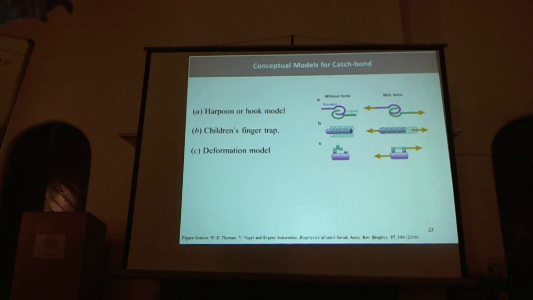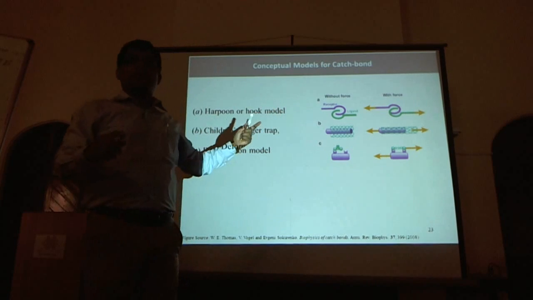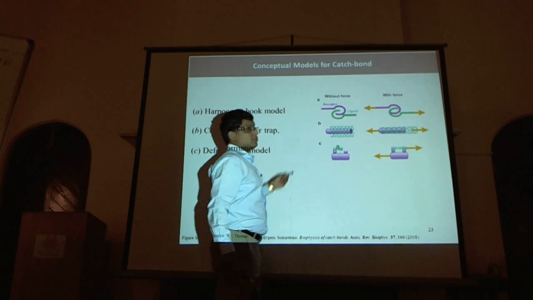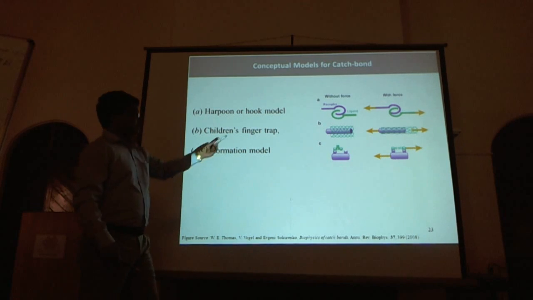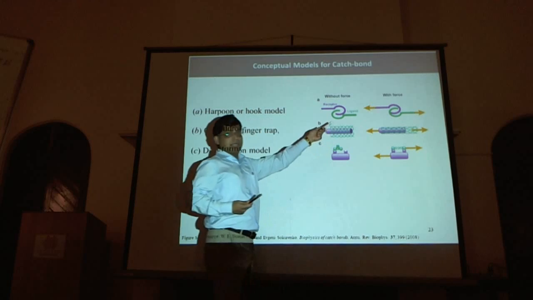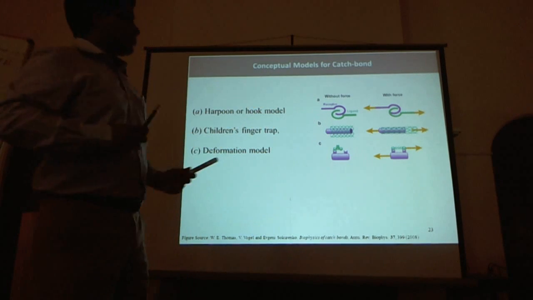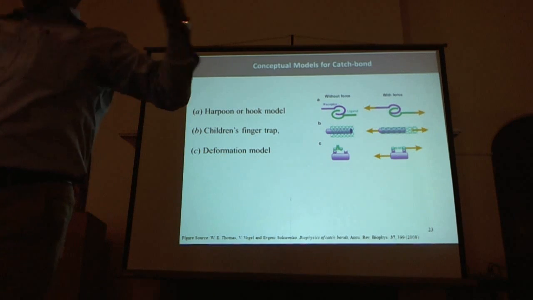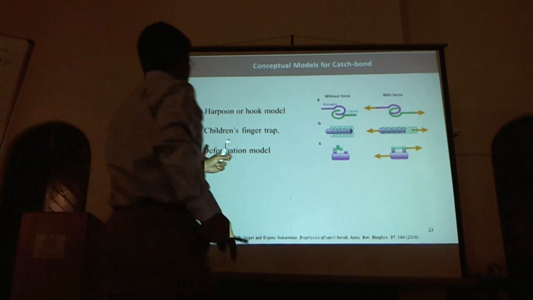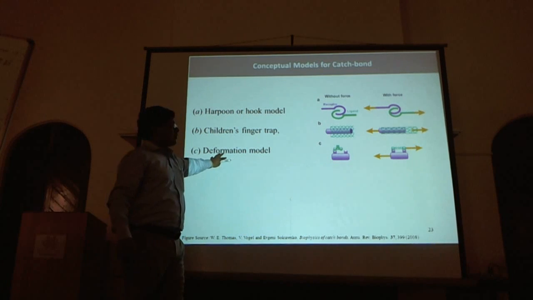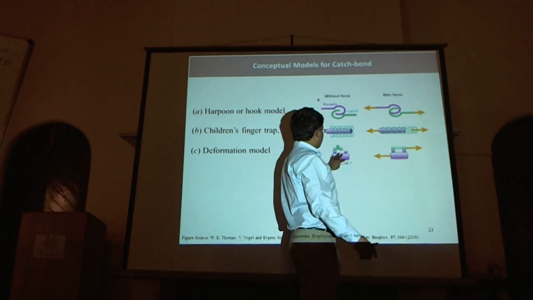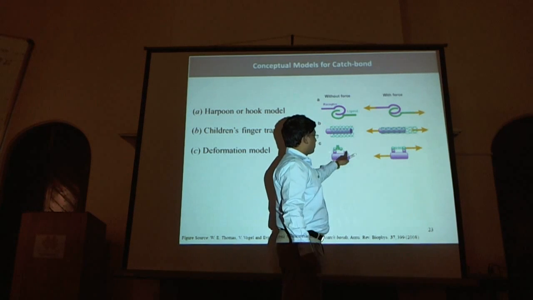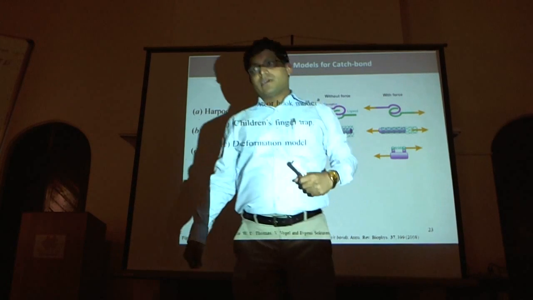Last time I discussed a qualitative model of how a catch bond can arise. There are various possible conceptual models to understand this catch bond. If you have two hooks and you try to pull them harder, it becomes very difficult to dissociate this kind of bond. Similarly, there is a toy called a finger trap, and if you try to pull your fingers out, they stick inside. Another conceptual model is called the deformation model, based on the idea that if you pull the molecule, the ligand will lock onto the receptor and make the bond very hard to break.